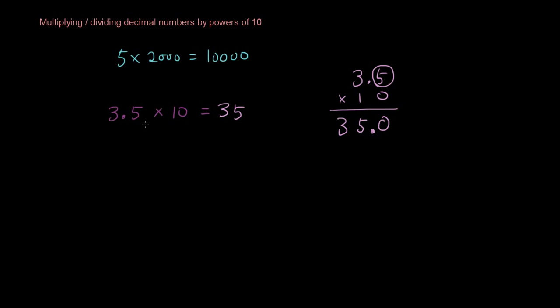Now the shortcut is, if you count how many zeros there are in the power of 10, so right now we have 1 zero, then all you have to do is move the decimal point to the right one place. So then the decimal point is now here, which is 35.